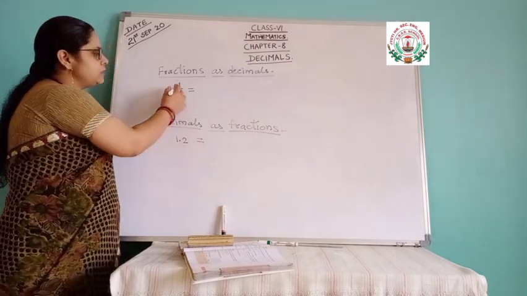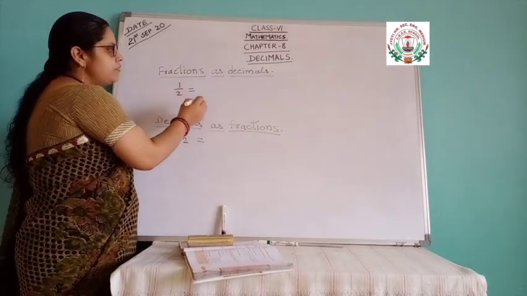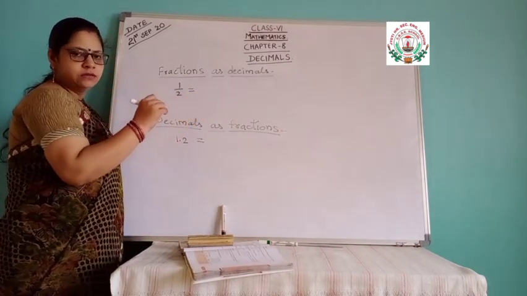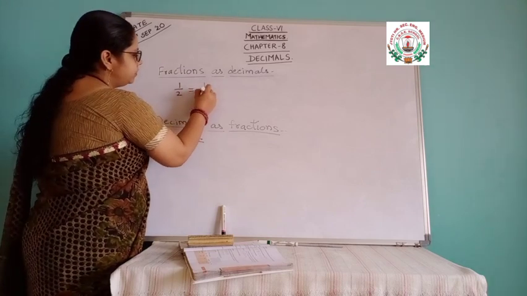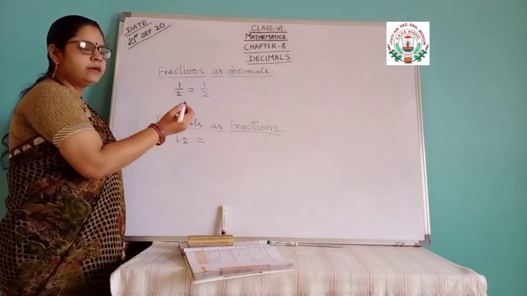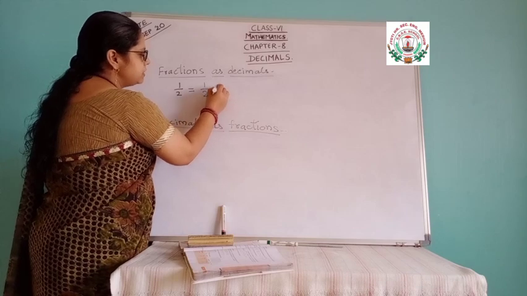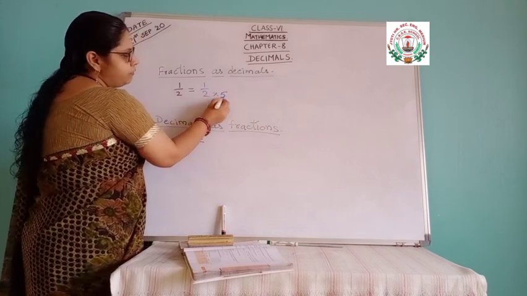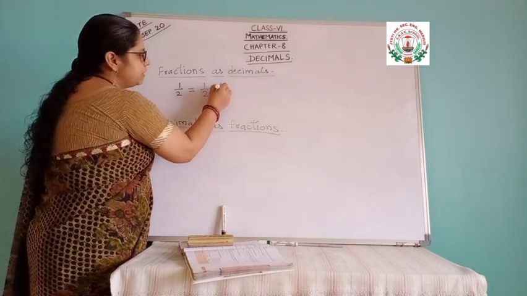Now let us see how this 1 by 2 can be converted to the decimal. If we are having a denominator of 10, then easily we can put the decimal. So, this 1 by 2, how can we convert this 2 into something like 10 or 100? By multiplying by 5, we can convert this into 10. So, what we are doing in the denominator, the same we have to do for the numerator also.